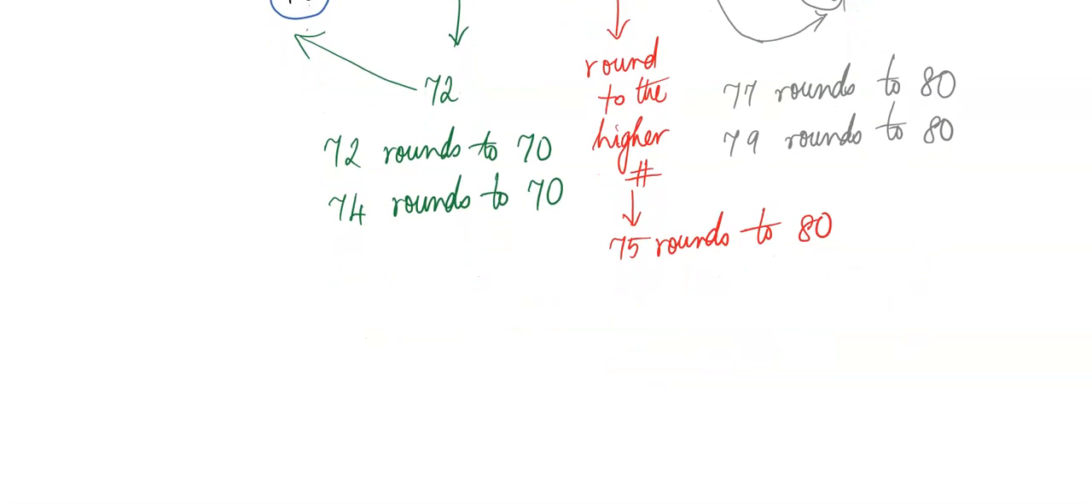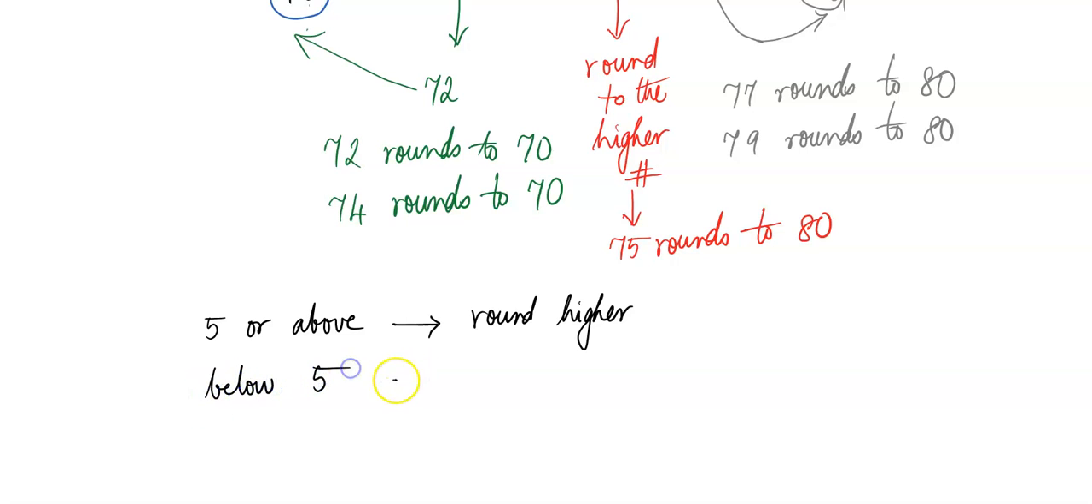So this kind of helps us to come up with a general procedure. A general procedure is that if you have 5 or above, round higher. And below 5, round to the lower number, to the lower 10. This is the general rule for any number.